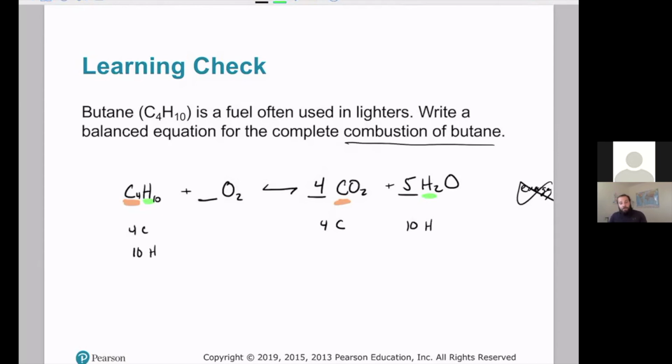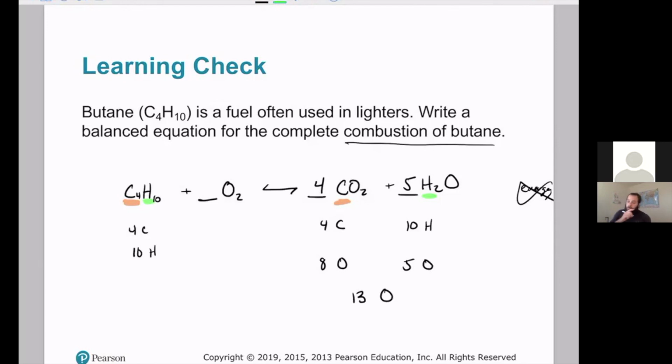All right, now that I have those 2 balanced, I can work backwards and figure out how much oxygen. So for CO2s, this would be 8 oxygen atoms altogether, right? Because each carbon dioxide molecule has 2 oxygens, so 4 times 2 is 8. Likewise with water, each water has 1 oxygen, so that would be 5 oxygens total. So that brings me to a total of 13 oxygens.